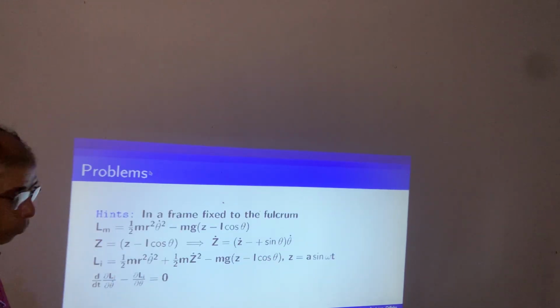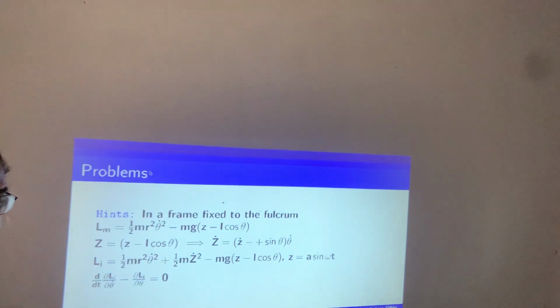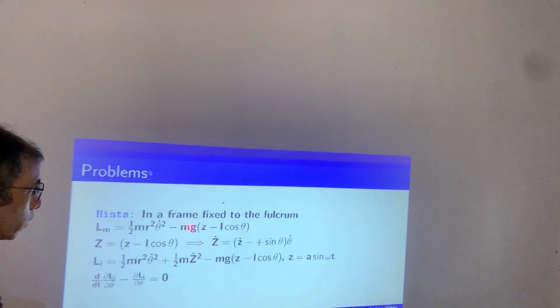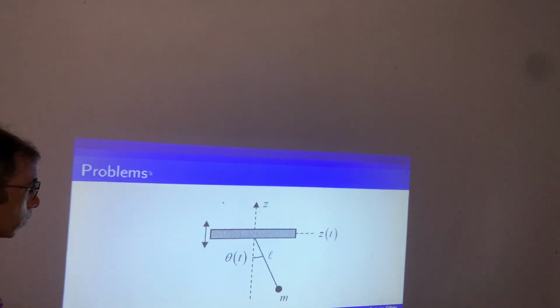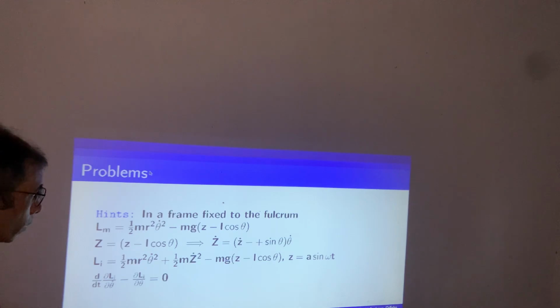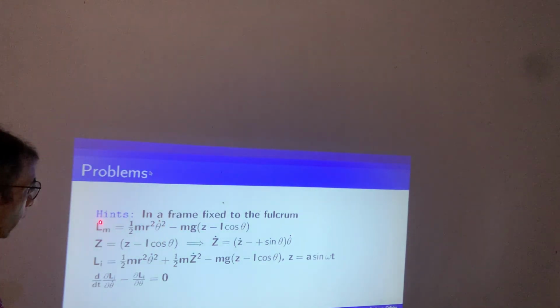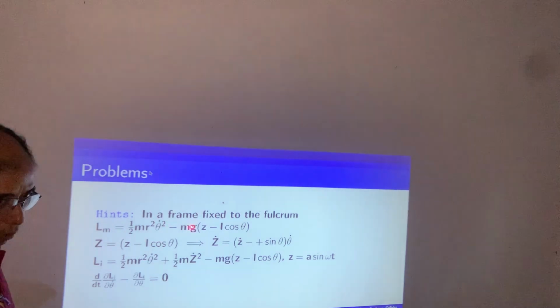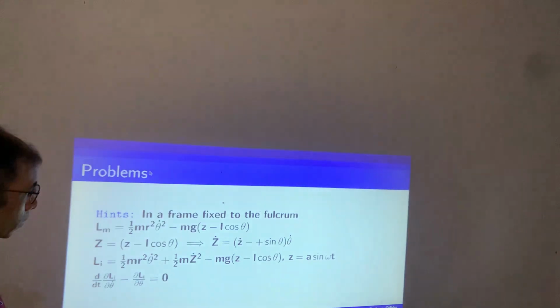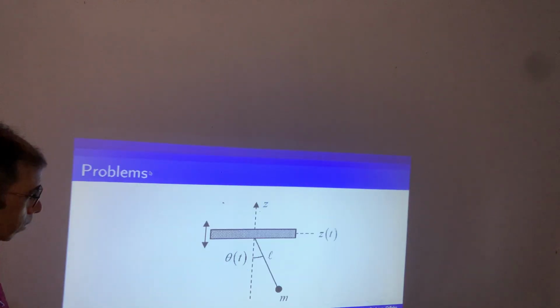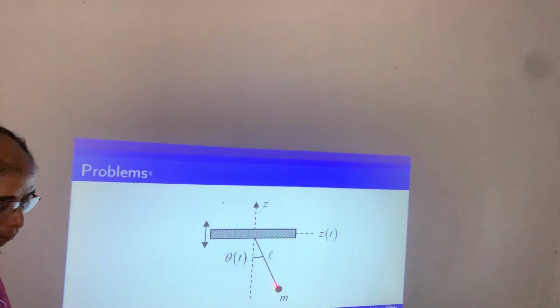So first, how to write down the Lagrangian. Once we write down the Lagrangian, we can find the equation of motion. In a frame fixed to the fulcrum, only the circular motion is happening. So the Lagrangian in the moving frame is kinetic energy minus potential energy, right? This is the kinetic energy of the pendulum. L is fixed, right?